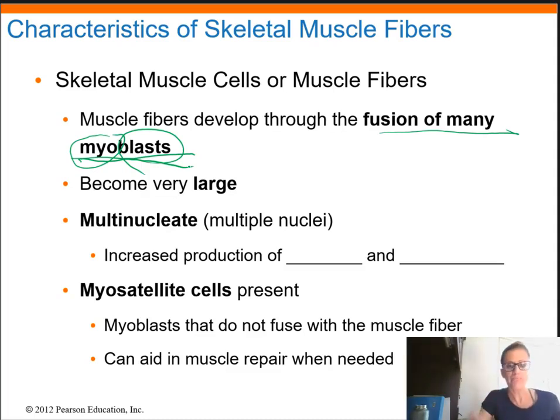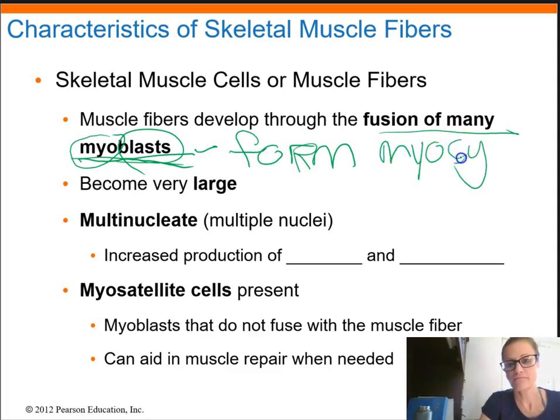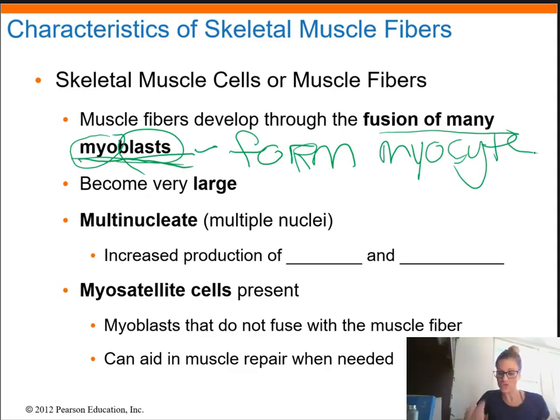So a bunch of myoblasts, we're talking hundreds, all fuse together. They all melt into each other to make one single muscle cell, one mature muscle cell or muscle fiber. A mature muscle cell or muscle fiber will give us a myocyte. So when all these myoblasts fuse together, they end up forming a myocyte, a mature muscle cell or muscle fiber.